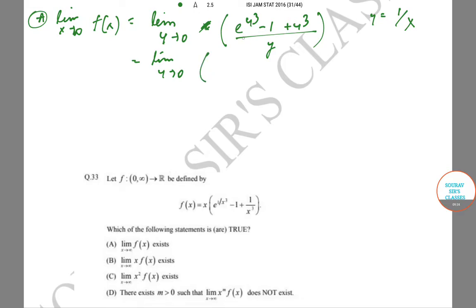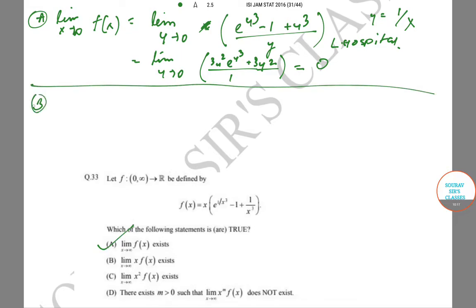Since the above thing goes to 1 minus 1 plus 0, which is 0, and the bottom thing also goes to 0, we can apply L'Hopital's rule and differentiate the numerator and the denominator to get 1 below, and 3y squared e to the power y cube plus 3y squared, which is equal to 0. So limit x goes to infinity f(x) exists and is equal to 0. So A is correct.